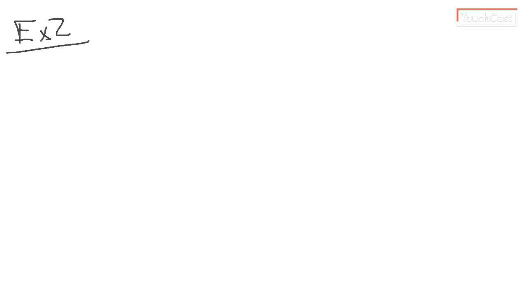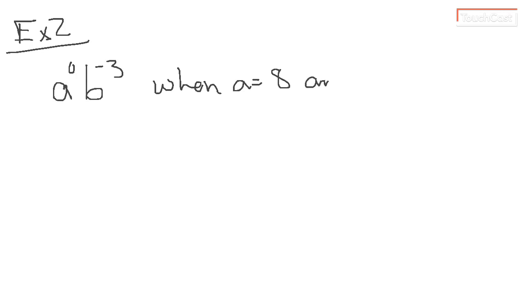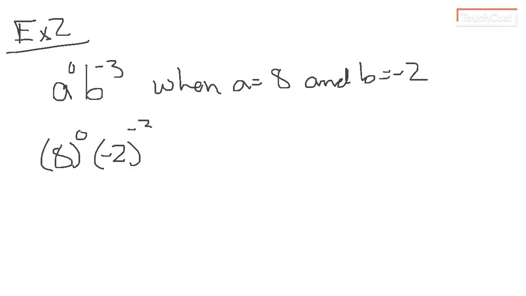Let's look at another example. Example 2. We're going to evaluate the expression a to the 0 times b to the negative 3 when a is 8 and b is negative 2. So let's plug in the numbers we know. We're going to have 8 to the power of 0 times negative 2 to the negative 3.